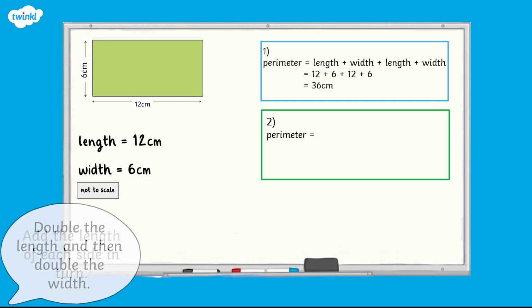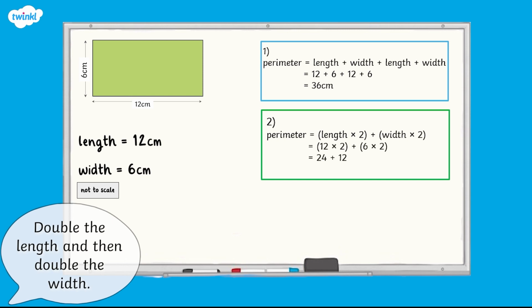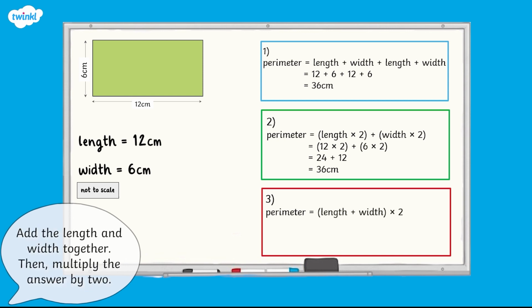Method 2, double the length and double the width, and then add them together. Double 12 equals 24, and double 6 equals 12. 24 add 12 is 36 centimetres. Or finally, method 3, add the length and width, then multiply our answer by 2 because there are 2 lengths and 2 widths. Length add width equals 12 add 6, which is 18. 18 multiplied by 2 is 36. So again, the perimeter is 36 centimetres.